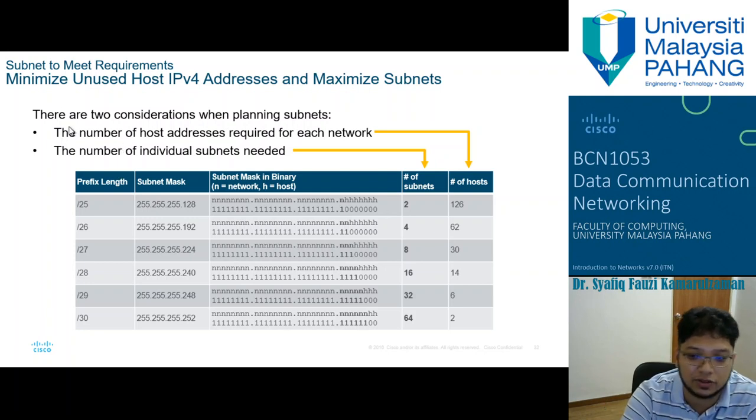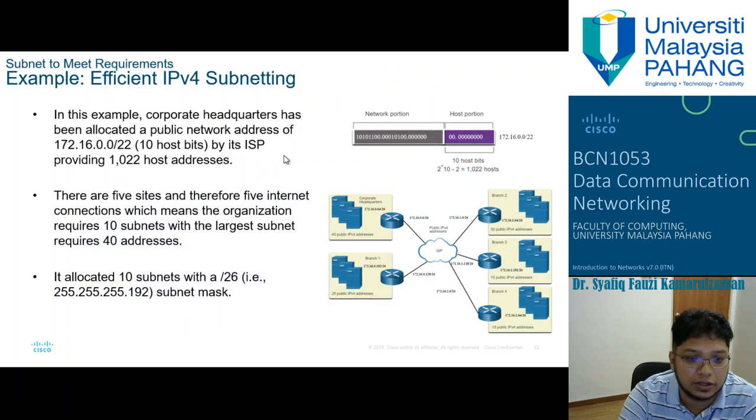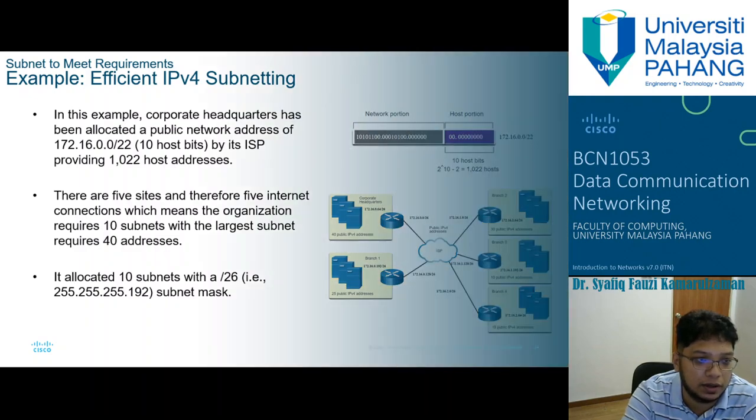Okay, so when you are planning a subnet, you need to consider the number of host addresses required for each network and the number of individual subnets needed. An example of efficient subnetting: for 40 public IPv4 addresses, you have a /26; for 35, you have a /26; for 15, you have a /27; for 10, you have a /28; and for 30, you have a /27. This one is okay, where you have an almost efficient distribution for the networks. It's not too big, it's not too small.